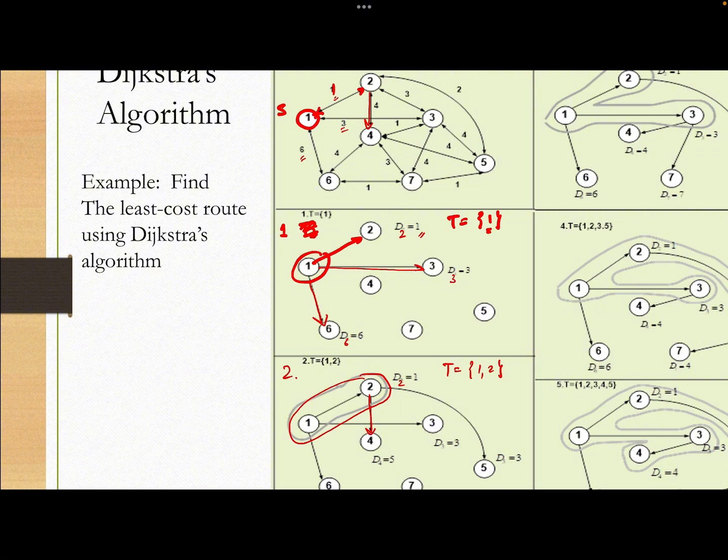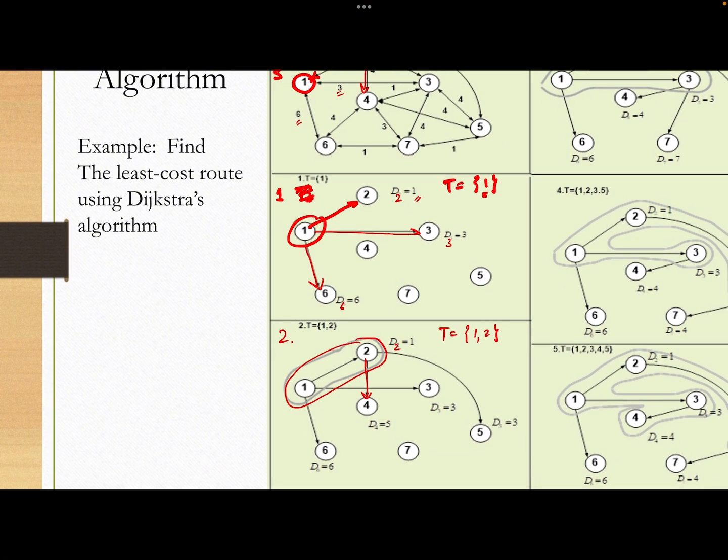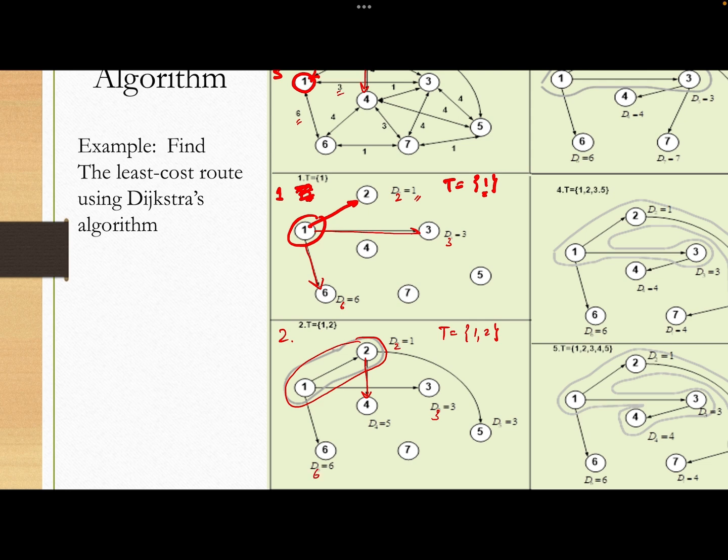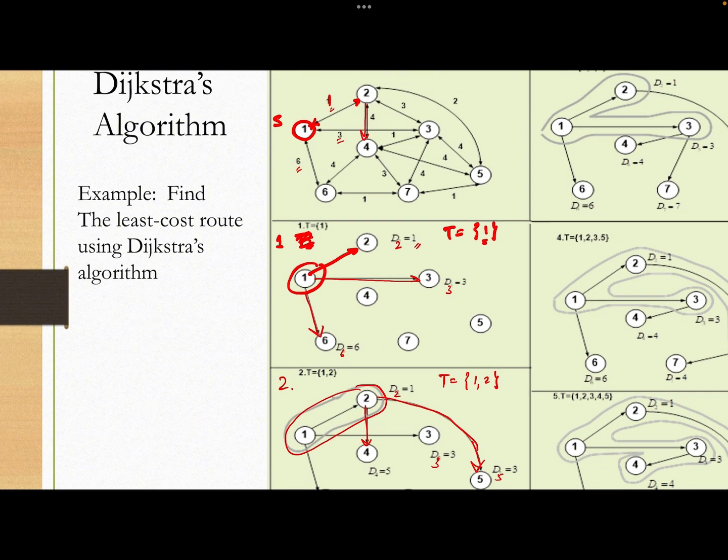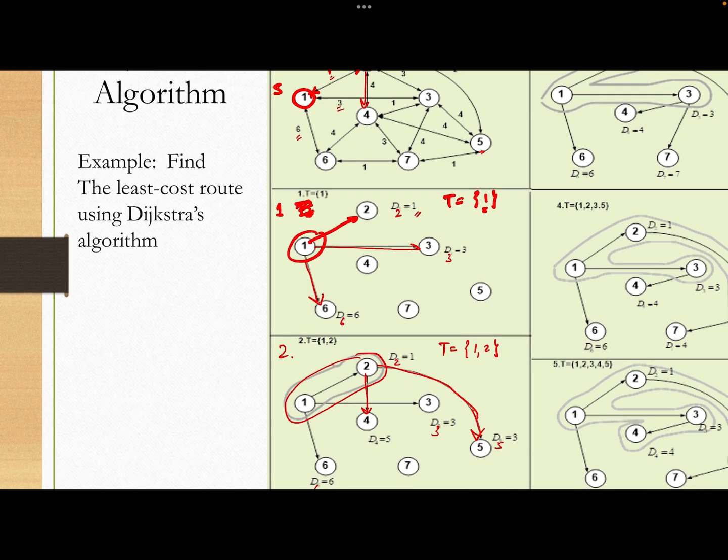So node number 4 is included in node number 2, connected to node number 2. So you have a connection from the set T to number 4. The others, node number 3 is the same, node number 6 is the same. Another one is node number 5. Node number 5 has D5 equal to 3 because now node number 5 is connected to number 2.